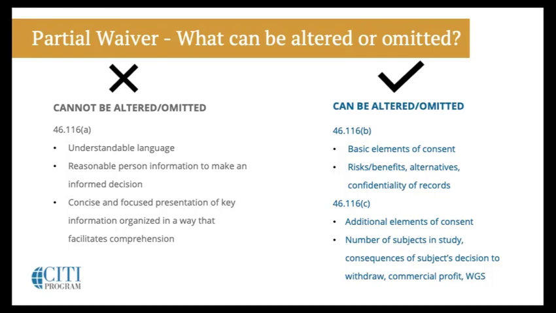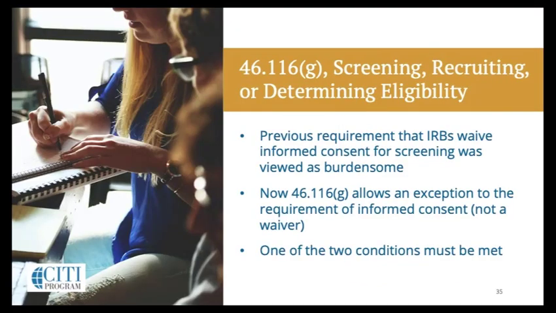Elements that can be altered or omitted with that partial waiver would be 46.116(b), the basic elements of consent. So for example, you could omit the alternatives or confidentiality of records, and 46.116(c), the additional elements of consent. 46.116(g) is adding a new screening, recruiting, or determining eligibility potential.